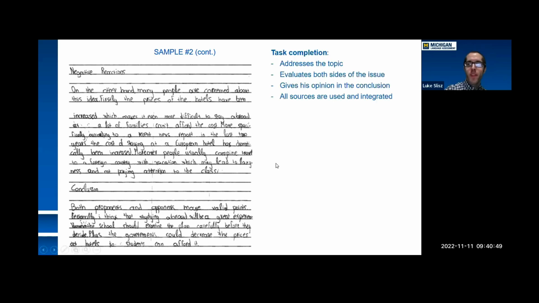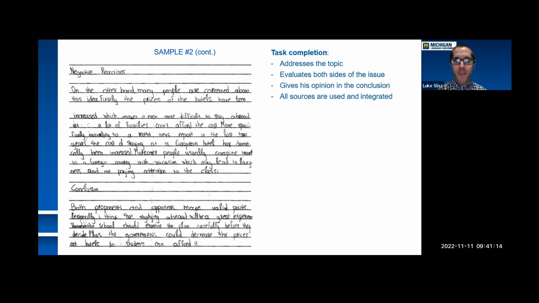All right. So in this response, I think we can see some of the differences as compared to the first response. So let's look at the individual categories to see how they differ. First of all, task completion, they do address the topic as well. They're talking about whether studying abroad is a good or a bad thing, and they address both sides of that issue. They have the positive reactions and the negative reactions in separate paragraphs.